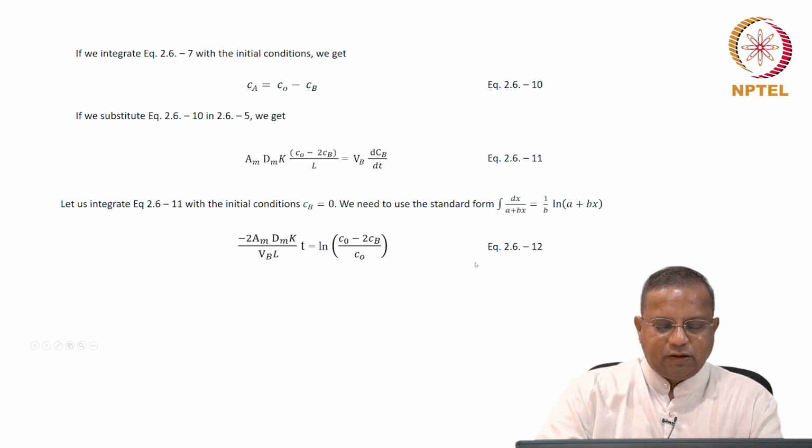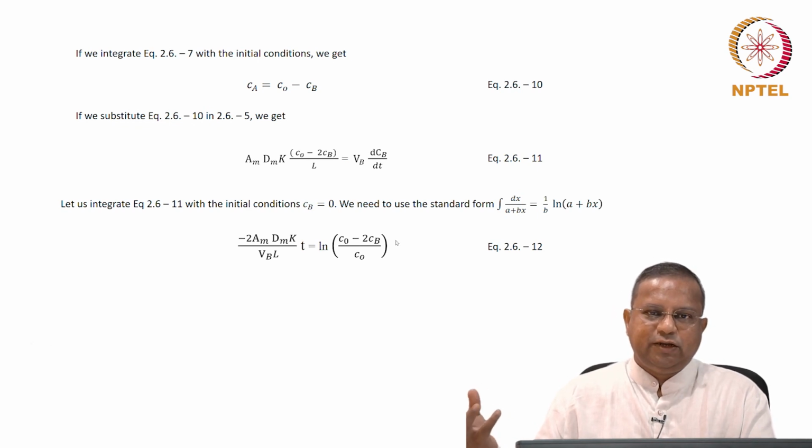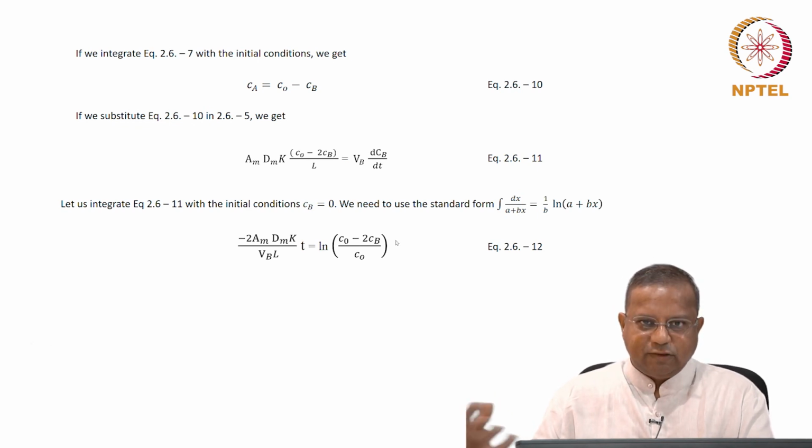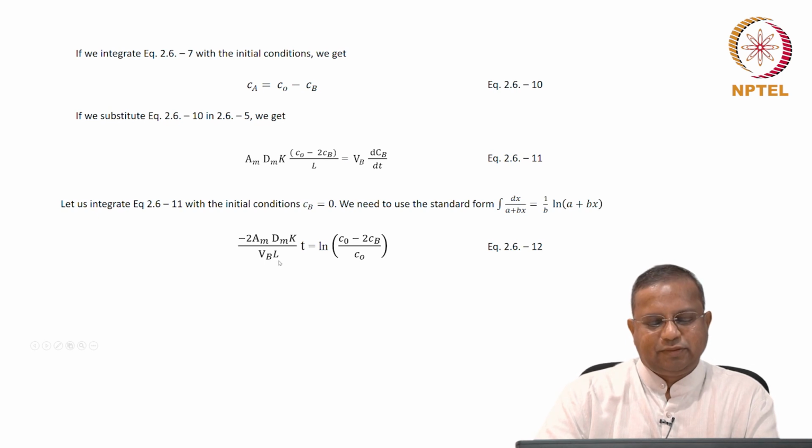Okay. Now, look at this form. What do we have? We have concentration variation in B as a function of time. So, that is what we have here. We have Cb and t. So, this is of the form that we can directly manipulate with the given data to get the permeability Dm K by L. Okay. So, that is what we have come down to.